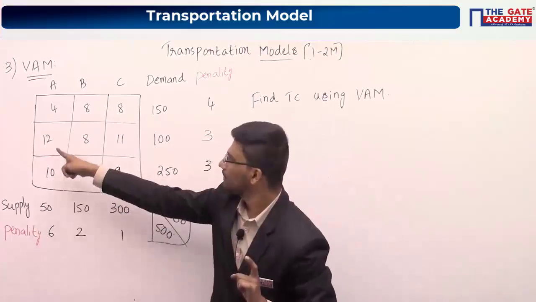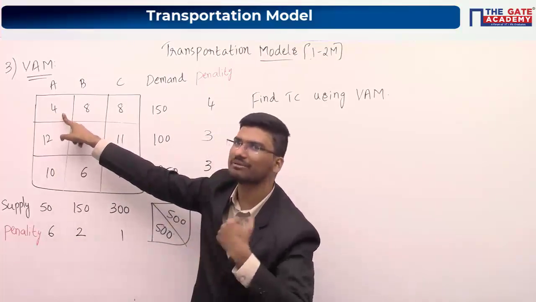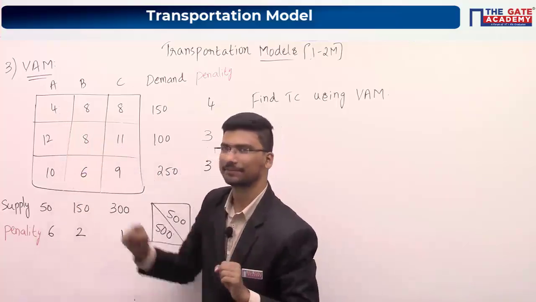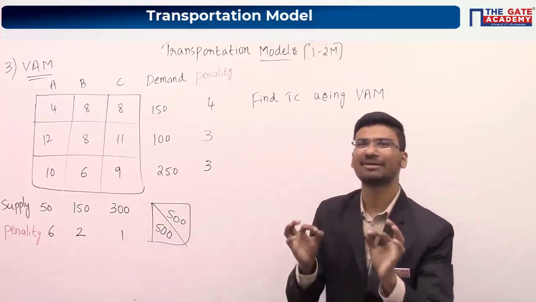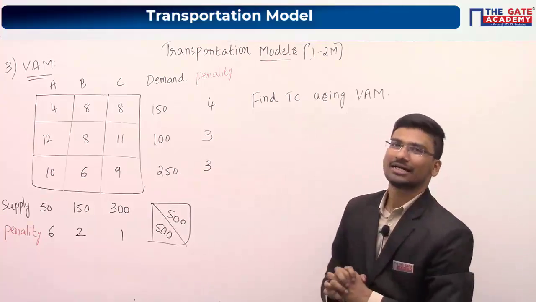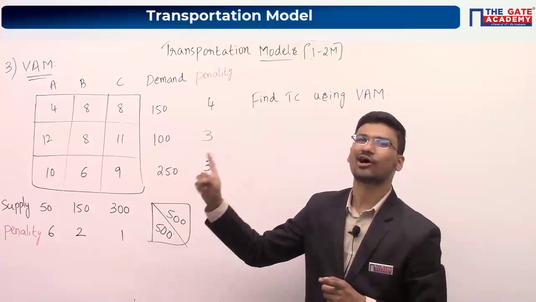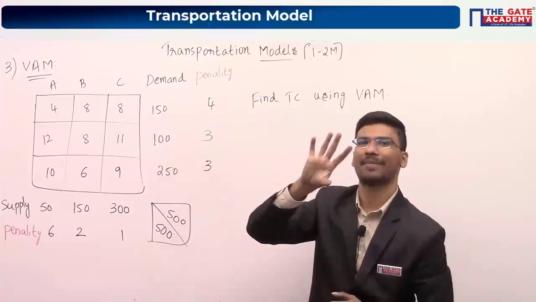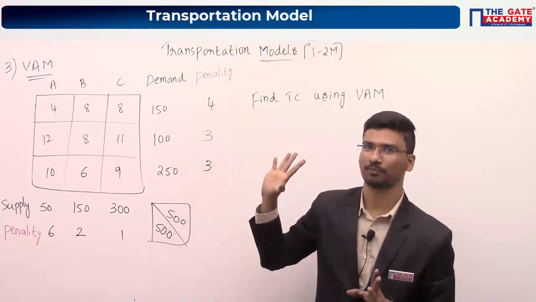So here, in this particular column, ideally speaking, you have to allocate here because it is the minimum cost cell. Let us say instead of allocating here, if you are allocating here, you have to pay extra 6 rupees per unit. That is the meaning of penalty. Now listen carefully. The answer is you have to allocate in the maximum penalty column. So here it is a column. Maybe in some other questions, you may have maximum penalty in a row. Then you have to allocate in the maximum penalty row.